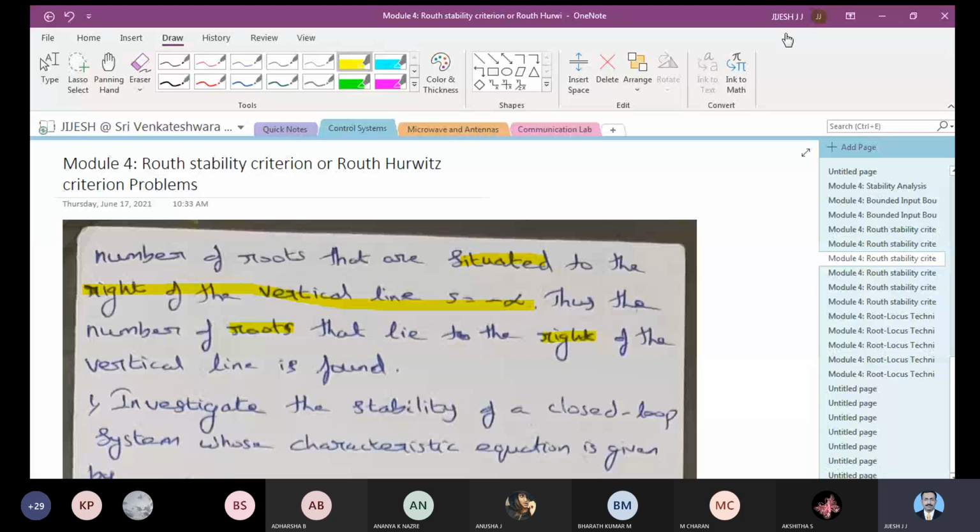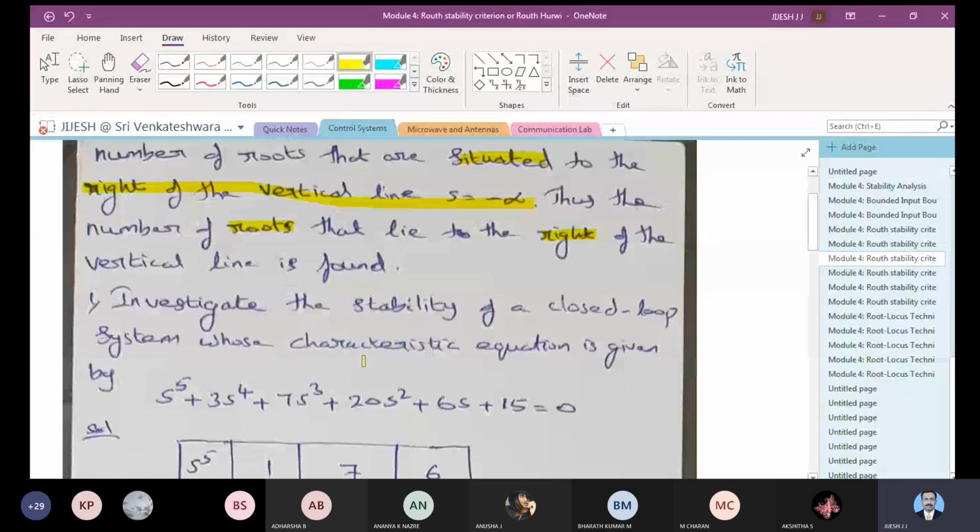Here you are going to use one equation and try it with the Routh stability criterion methods you have learned now. Investigate the stability. After solving the problem, you should write as a conclusion that the system is stable, or unstable, or marginally stable. That is the answer for this problem. Just solving the problem is not enough. If you don't write whether the system is stable, unstable, or marginally stable, you are going to lose marks.